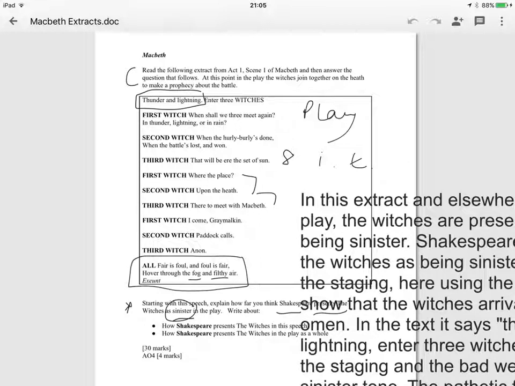And then you could, if you wanted, zoom in on one of those two, so you could say something like, "the word lightning suggests sort of power, fire, energy," if you want to do keywords, connotations, "meaning that the witches are a sinister and powerful force within the play."